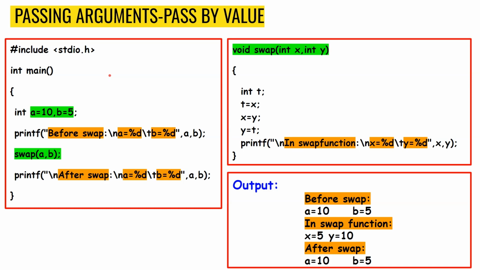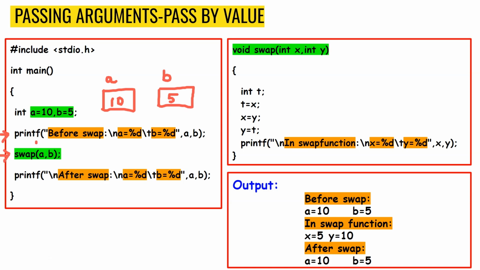So here you can see in this program, we are initializing the values of A and B as 10 and 5. We need to swap the values which are present in A and B. That is what we are going to do in this program. We are printing the values of A and B before doing the actual swap operation. Then we call the swap function and pass the two parameters 10 and 5.